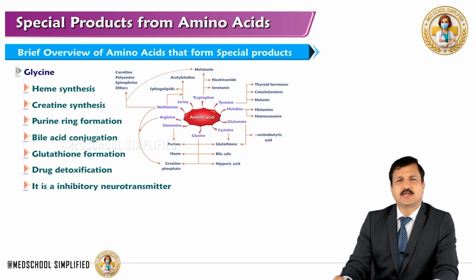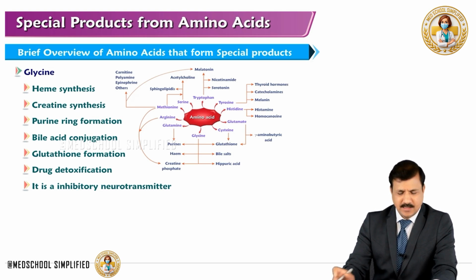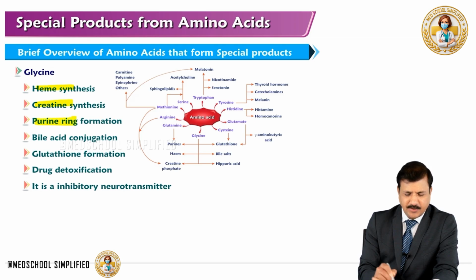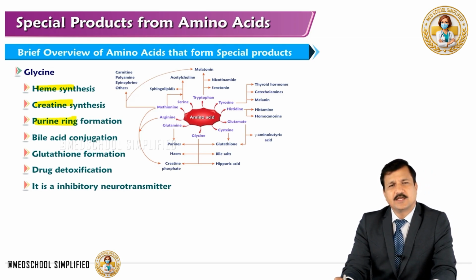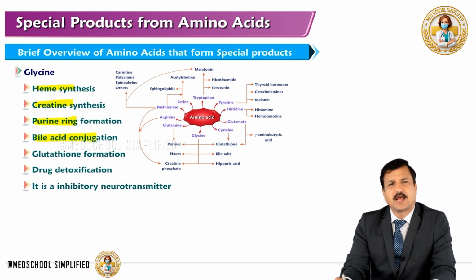Coming to special products that come from glycine. Glycine is involved in heme synthesis. The very first reaction in heme synthesis is condensation of glycine with succinyl-CoA to make delta aminolevulinic acid. So that's where glycine participates in heme synthesis. Glycine is needed for the formation of creatine along with arginine. Glycine is used in purine ring formation, that is carbon 4, 5 and nitrogen 7 all come from glycine. And in bile acid conjugation, glycine is used, like glycocholic acid and glycochenodeoxycholic acid.